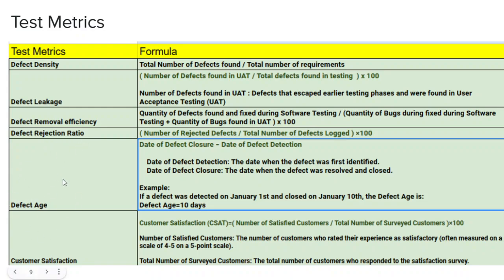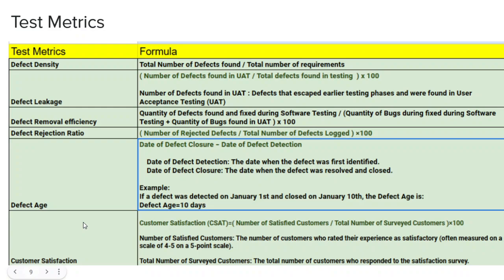Defect age. What is defect age? Defect age is how much time, or how many days, a defect was open. It is the date of defect closure, when the defect got closed, minus the date of defect detection. The date of defect detection is when the defect was first identified and reported, and the date of defect closure is when the defect was resolved and closed. The difference between those two values is the defect age. For example, if a defect was detected on January 1st and closed on January 10, the defect age is 10 days.